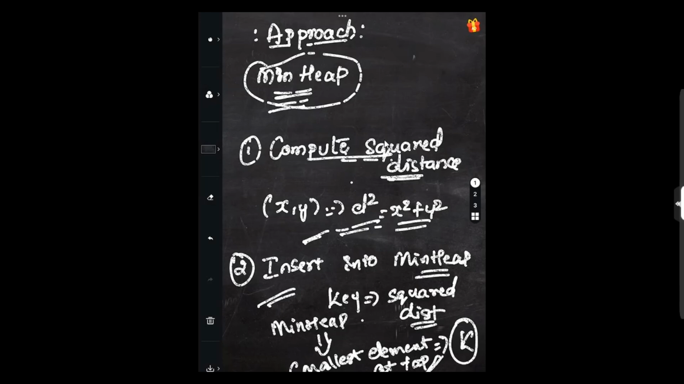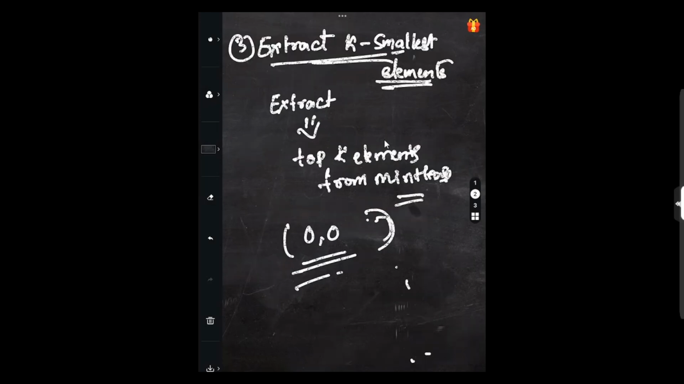At the top always. We know this one. Final step is extracting the k smallest elements. So how do we extract here? Extract the top k elements from the min heap. Always we are extracting the top k elements from the min heap. These k elements will be the closest elements to the origin 0, 0 here, right? So this is the approach that we'll be going with.